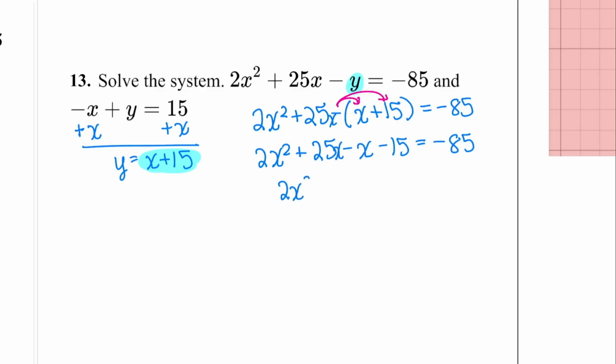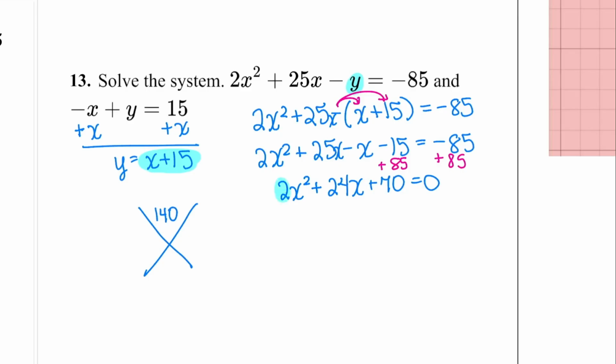So we're going to get 2x squared plus 24x. And then we can go ahead and add over our 85 here, so this is going to be plus 70. Now we have to factor this. We have to do the AC method here. So 2 times 70 is going to be 140. We need factors of 140 that add to 24.